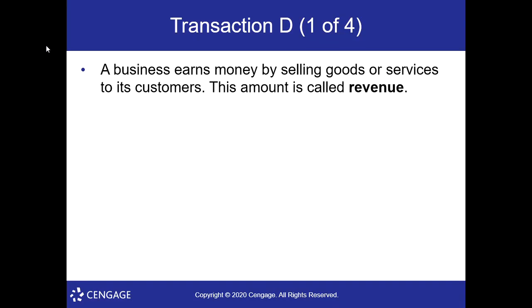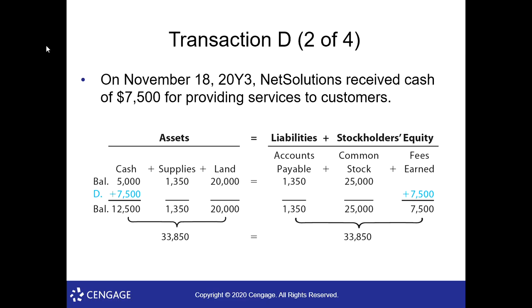Then we have transaction D, and transaction D gets into the concepts of revenue. So when a business earns money by selling their goods or services, this is our simple working definition of revenue. On November 18th, Net Solutions received cash of $7,500 for providing services to customers.